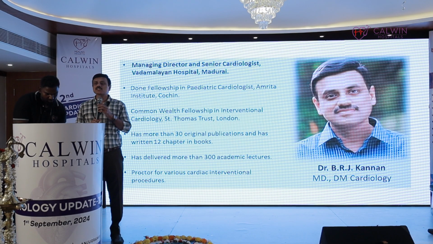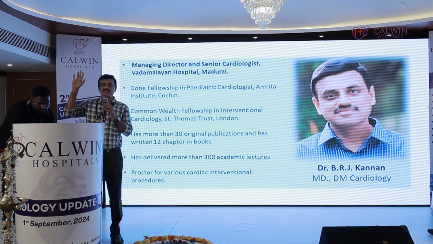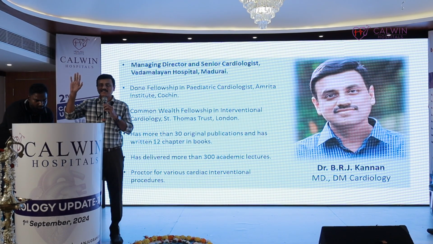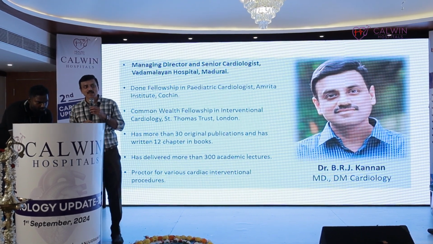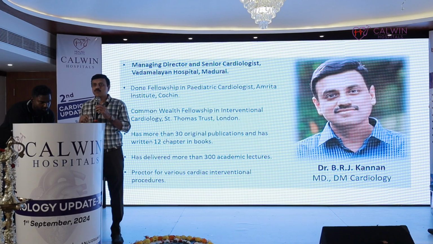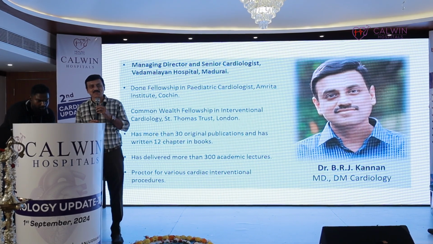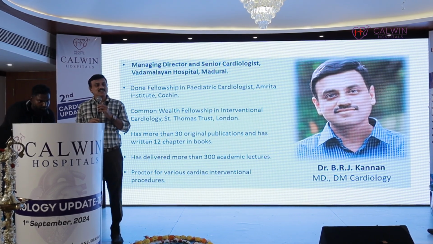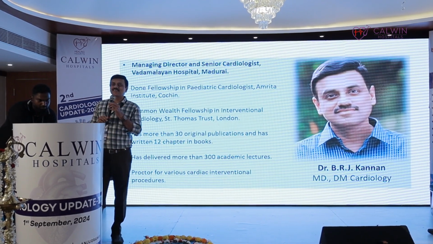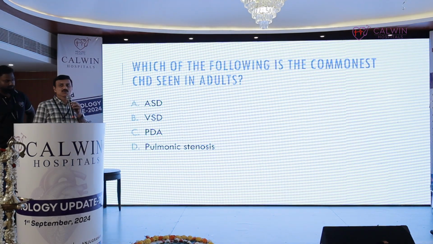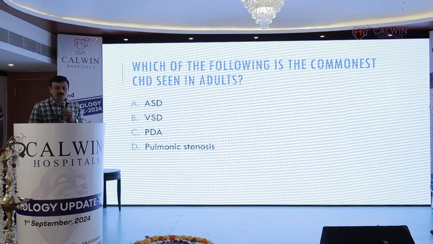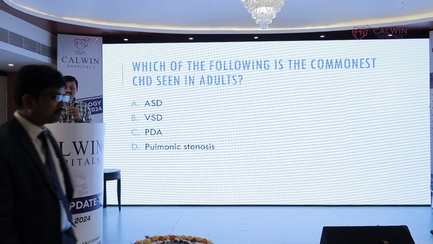So how many of you have come across PDA? Just raise your hands. Clinically? Yes. How many of you have come across VSD in adults? Some 4-5. How many of you have come across ASD in adults? Right. Have you seen TOF in adults? No. So the very first question: which of the following is the commonest congenital disease in adults?